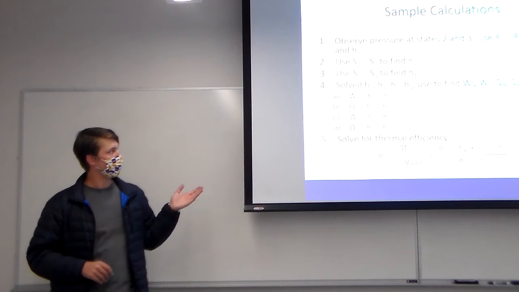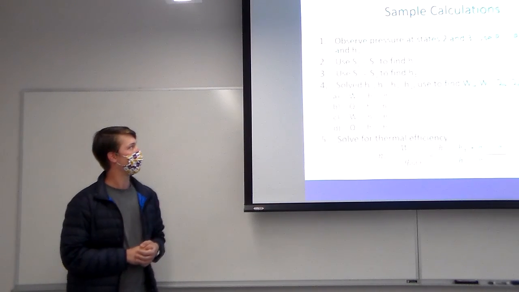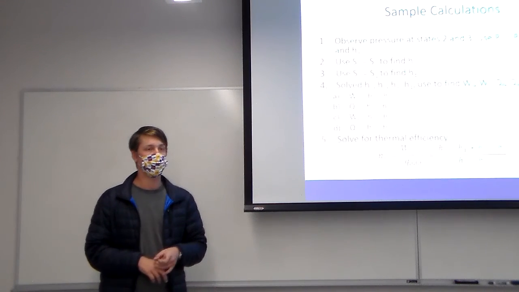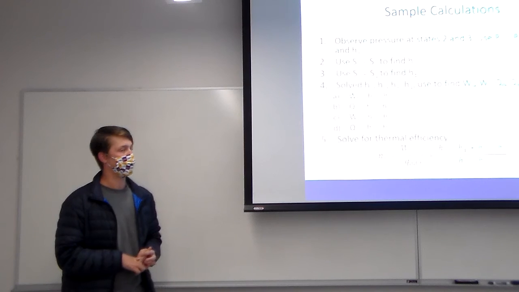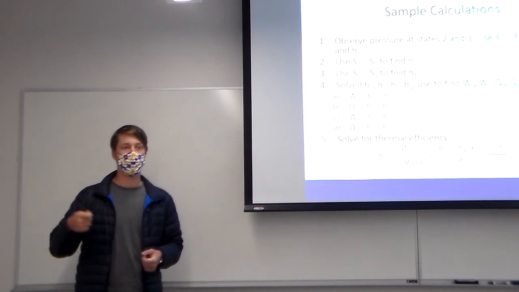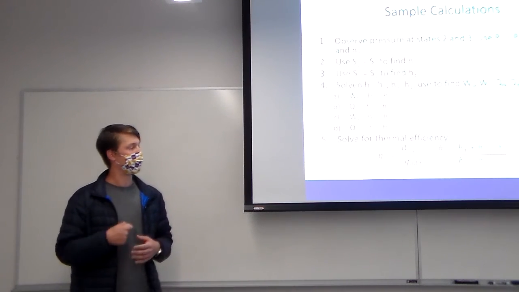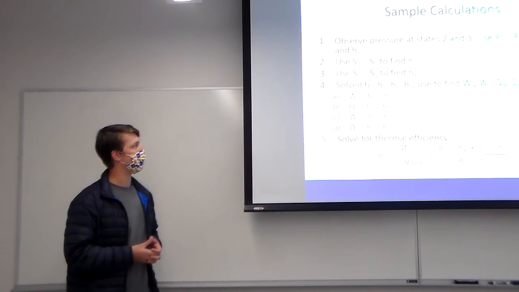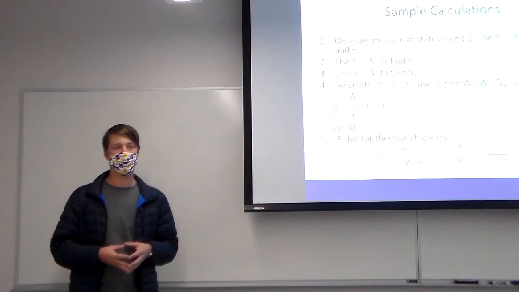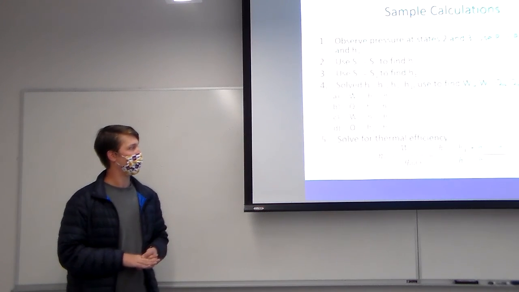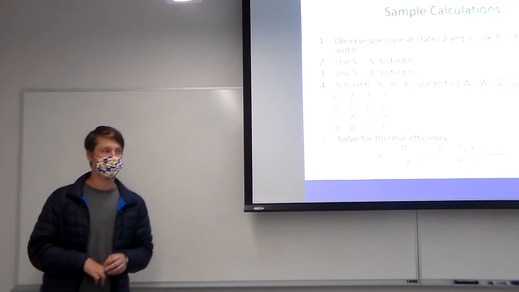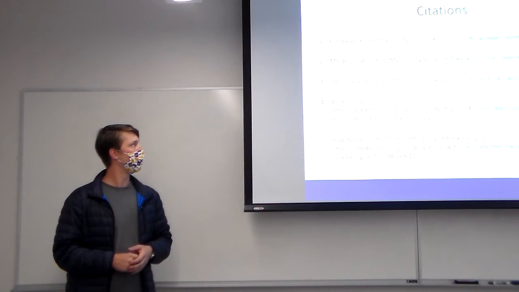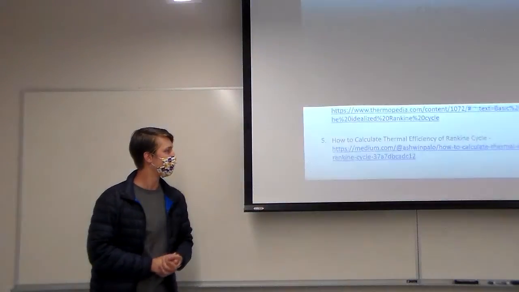The process that we use to find this thermal efficiency begins with using those boiler pressures. Using those boiler pressures, we can find H2 and H3. And since we know that S1 is adiabatic with S2 and S3 is adiabatic with S4, we can use those entropies to find the enthalpies of those states as well. So we have all four enthalpies there, and we can use those to find different works and heats involved in the system, and then end up solving for the thermal efficiency at the end. And then these are my citations.